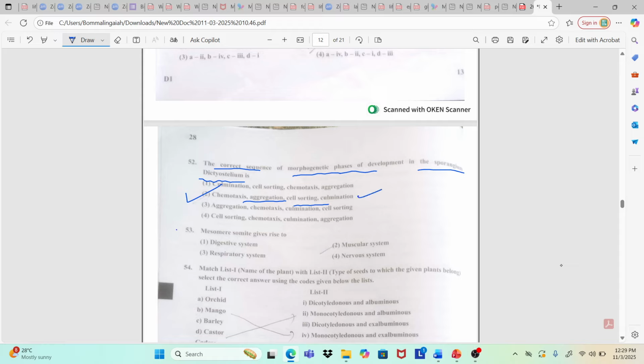Next we move on to question 53. Here, mesomere, somite gives rise to. Mesomere might give rise to... The correct option is muscular system. The next question, here match the following.